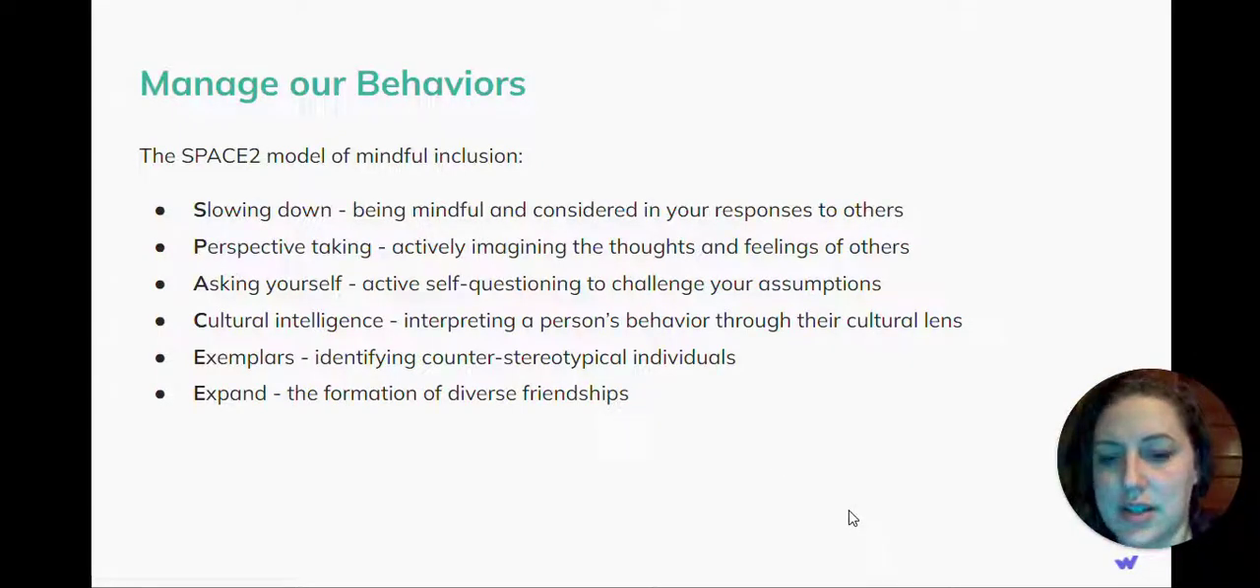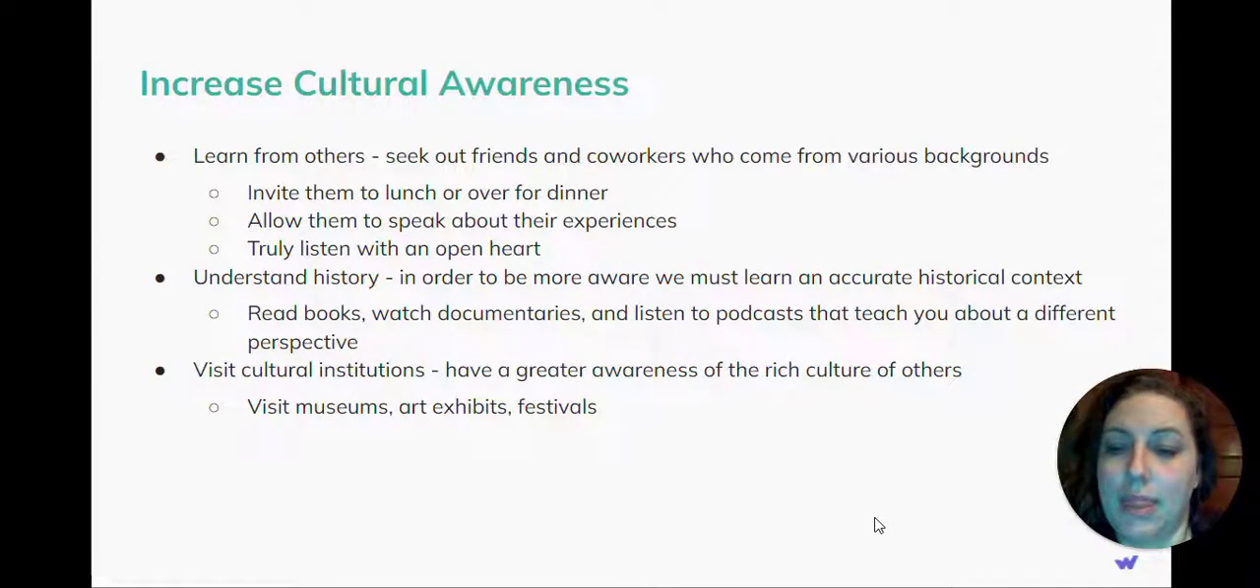Cultural intelligence. Interpreting a person's behavior through their cultural lens. Exemplars. Identifying counter-stereotypical individuals. Expand. Form diverse friendships. How do you increase cultural awareness?